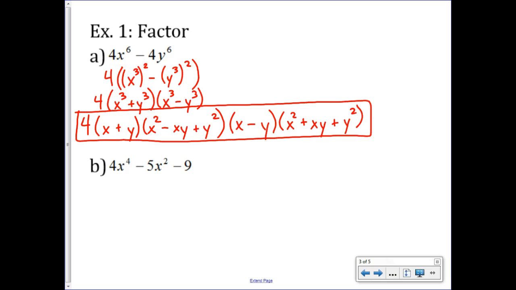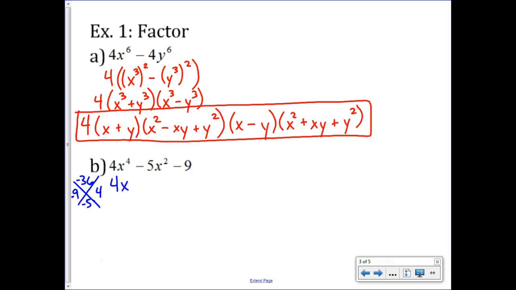All right, looking at this next one. When I'm factoring here, I have 4x to the 4th minus 5x squared minus 9. We're going to treat this a lot like if it were 4x squared minus 5x minus 9. So we need 2 numbers that multiply to a negative 36 and add up to a negative 5. So I'm thinking 9 and 4, and I need a negative 9 there.